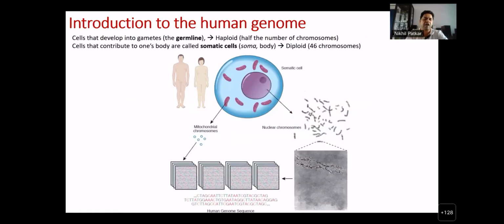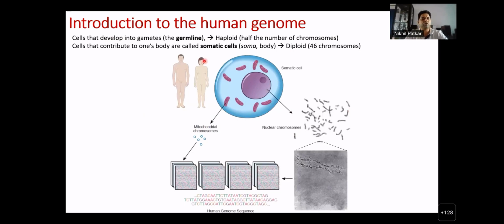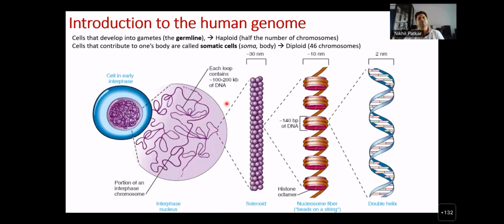If you see how humans develop, cells that develop into gametes are called germline, and these cells are typically haploid, and they have half the number of chromosomes. The cells that contribute to one's body are called somatic cells, and typically they are formed by a union of two gametes, and they are diploid, and therefore 23 plus 23 makes 46 chromosomes. Another unique aspect is that you also have mitochondrial chromosomes, which are exclusively present in the mitochondrial genome and are inherited from the maternal side.